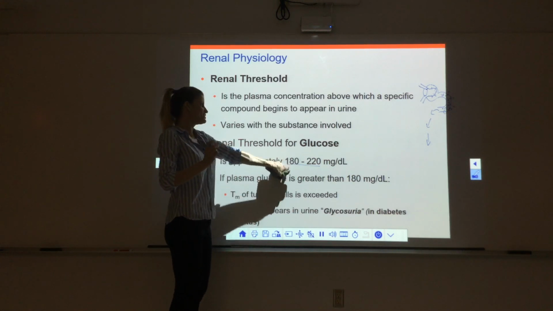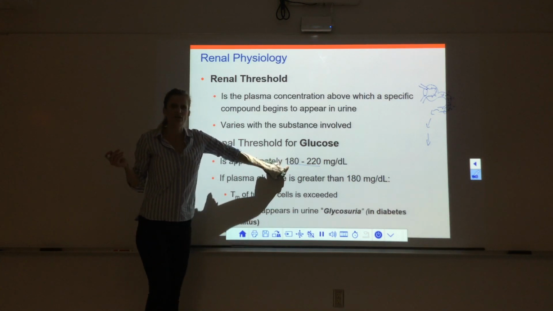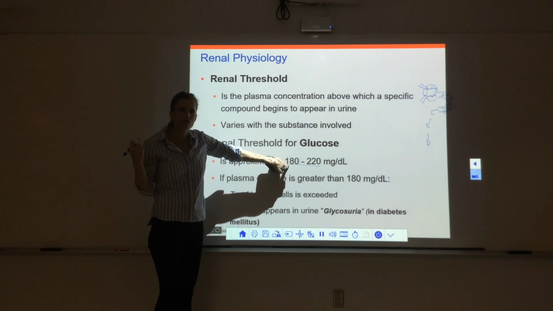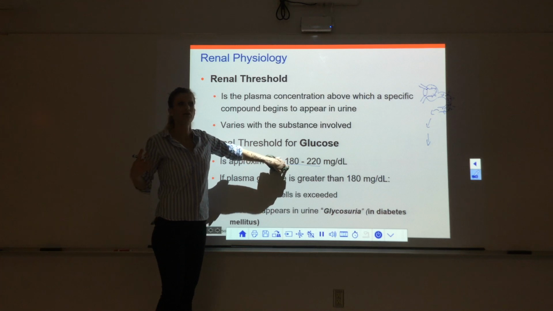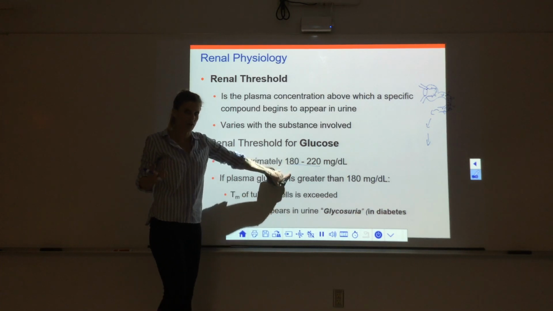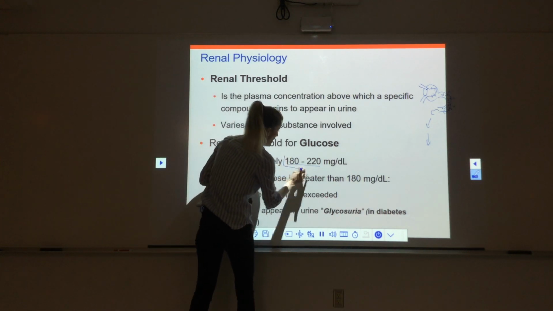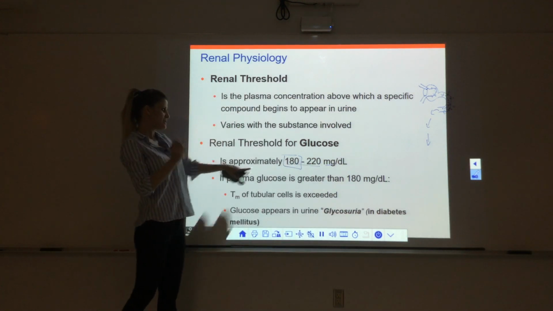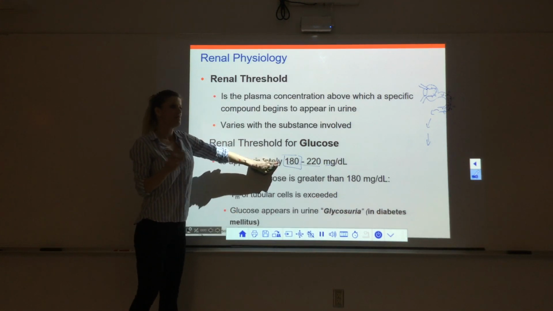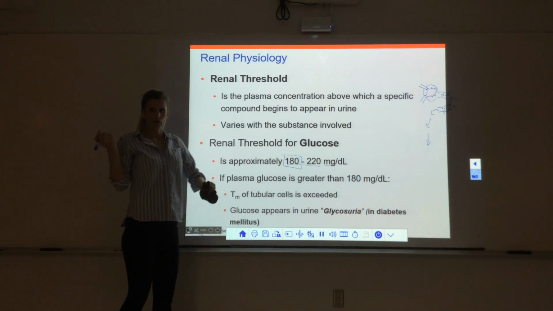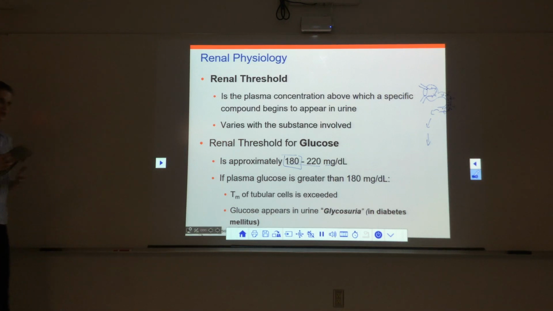So what does this mean? 180 milligrams per deciliter. What's that like? Is that in the urine? Is that in the tubule? What fluid? The blood, right? This is the blood concentration that we're talking about. So if you have more than, we'll say, 180 milligrams per deciliter of glucose in the blood, then where will you start to see glucose show up? In the urine.